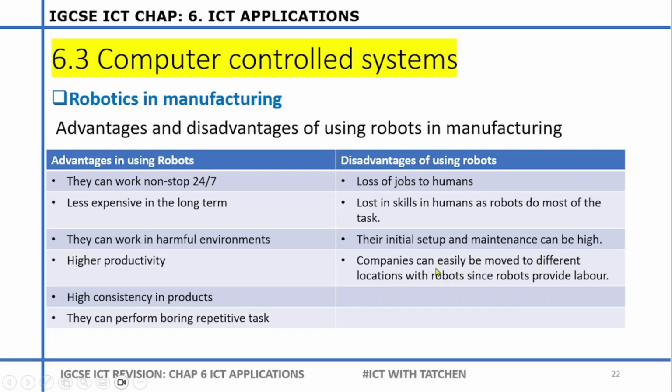That's true. Companies can easily be moved to different locations with robots. So you go to companies where almost everything is fully automated. So it's easy for the company to move out maybe from one country to another. So that's really a disadvantage to the country, to the workers there, and to the general economy of that country where they're moving out from.